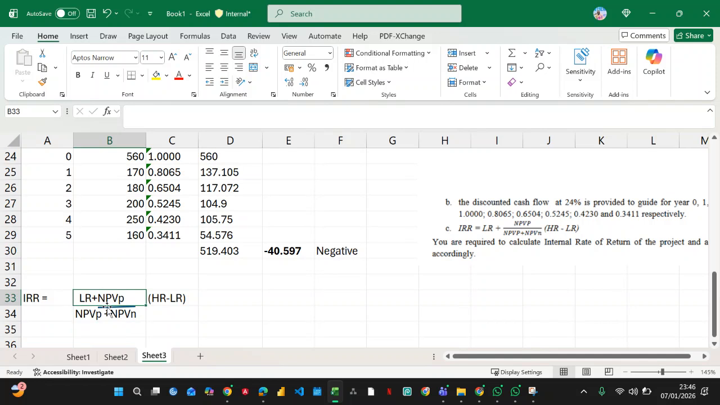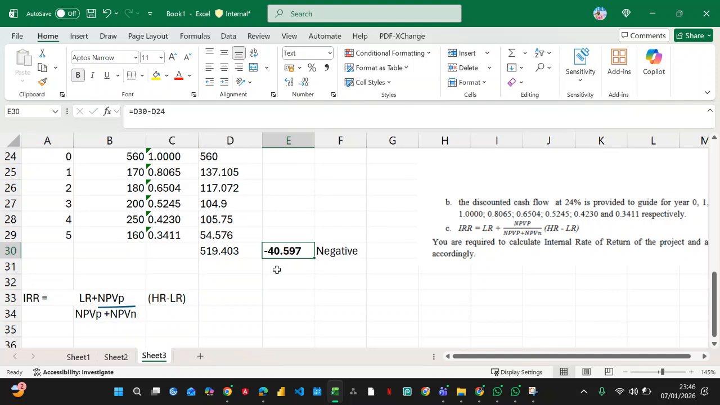It's not easy. So we now multiply by HR minus LR. Now let's do substitution. What we have here, this one already is 15%, right? Our lower rate is, yes, 15%. NPV positive is this value, and then NPV positive plus NPV negative.